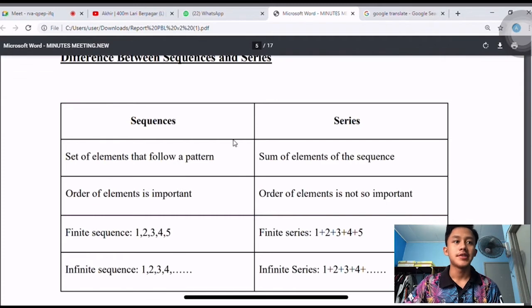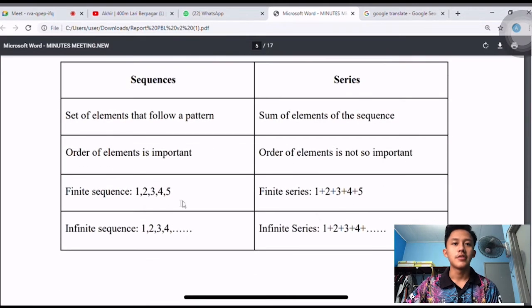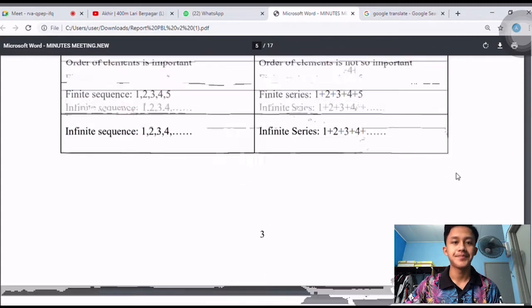So the difference is that a sequence is a set of elements that follow a pattern, while a series is the sum of the elements of the sequence. In a sequence the order of elements is important, but for a series the order of elements is not so important. Okay, we can also see the other difference, for the infinite sequence and infinite series.